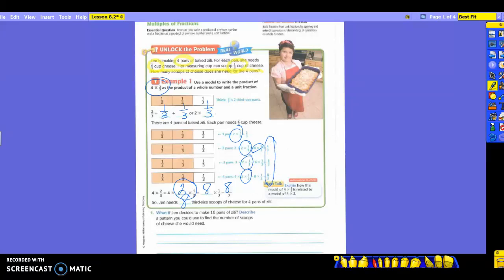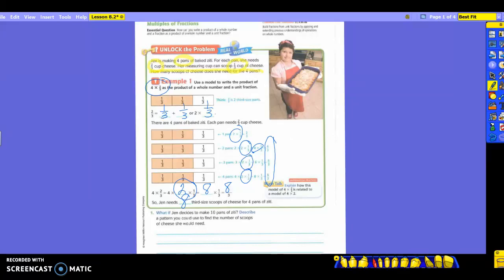Okay? What if, let's look at number 1, Jen decides to make 10 pans of CD. It says to describe a pattern that you could use to find the number of scoops of cheese she would need. So let's take a look at our pattern. When I did the 1 pan, I had what? 2/3. When I did 2 pans, I had 4/3. When I did 3 pans, I have, see the pattern yet? 4 pans, I have 8/3.